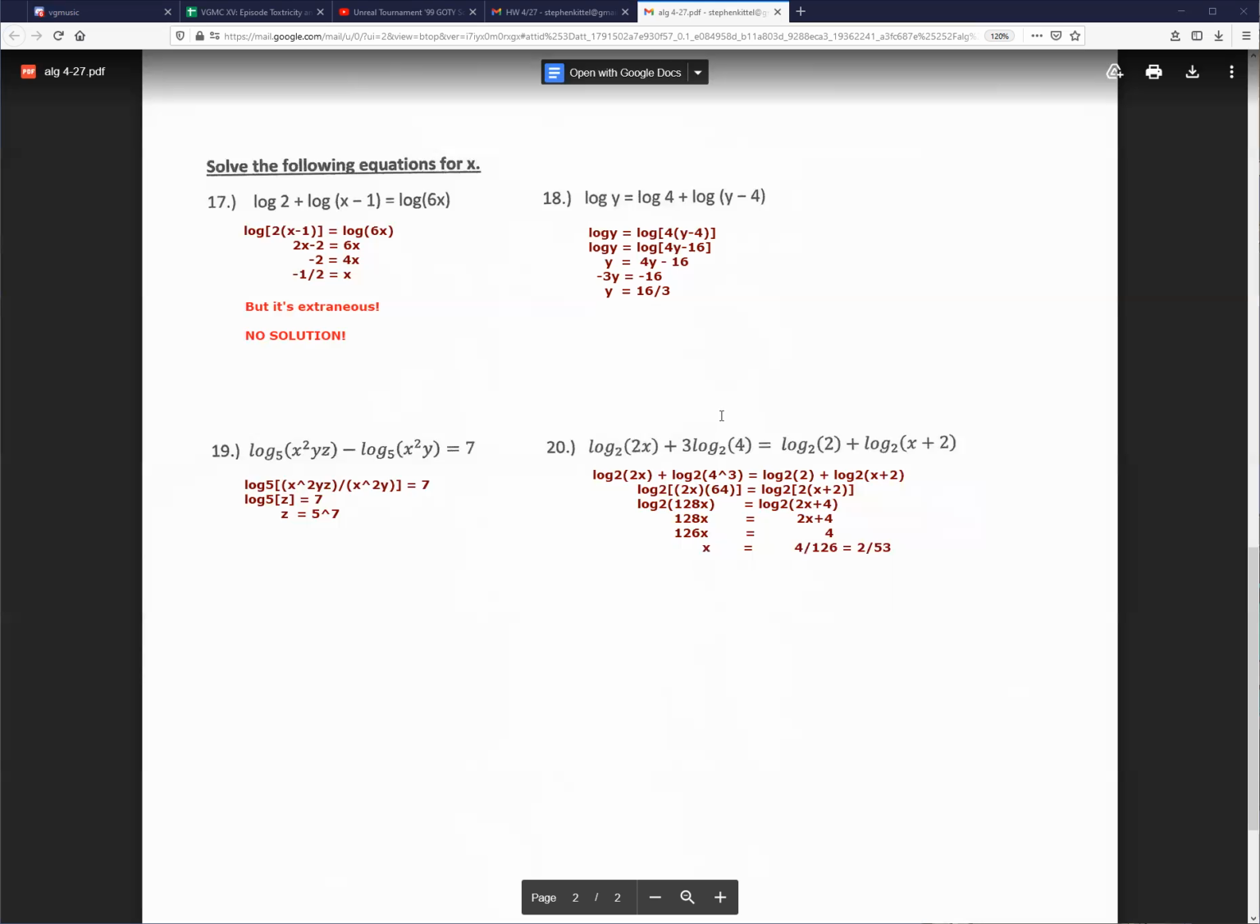2x, 4 to the third is 64. Yeah, okay. Seems to check out. Maybe we want to figure out what this is by plugging in the calculator, but this is my reaction to this problem. So there we have it. There is all 20 problems. Hope that was helpful.